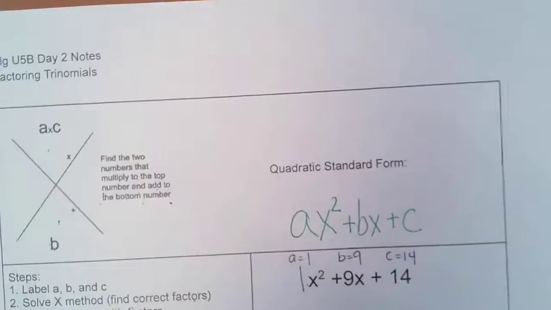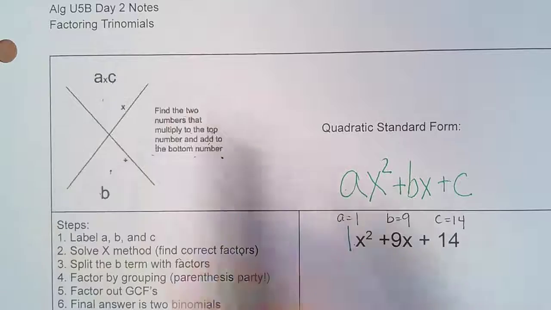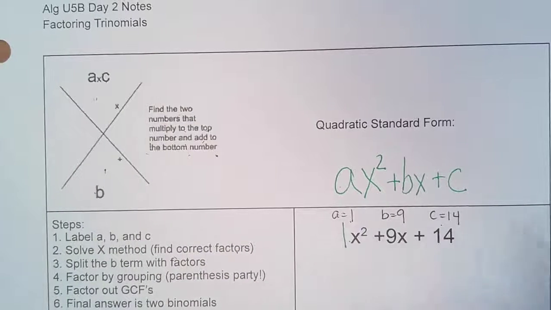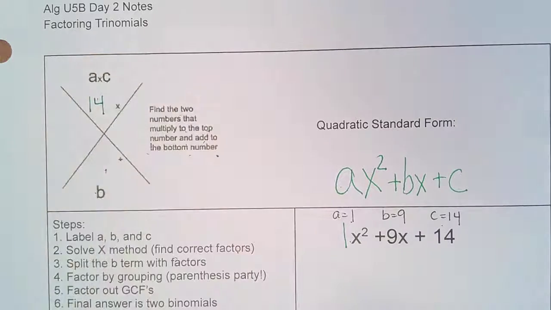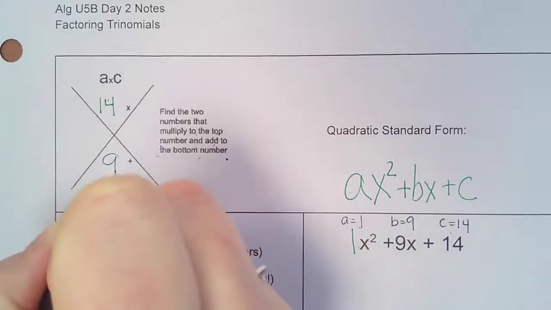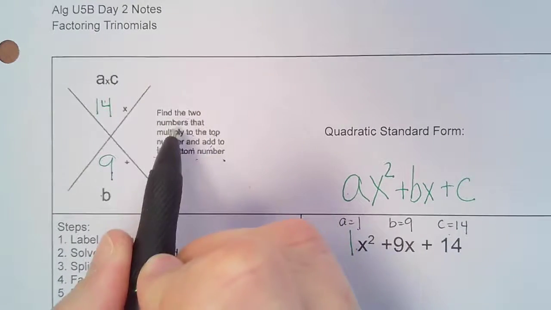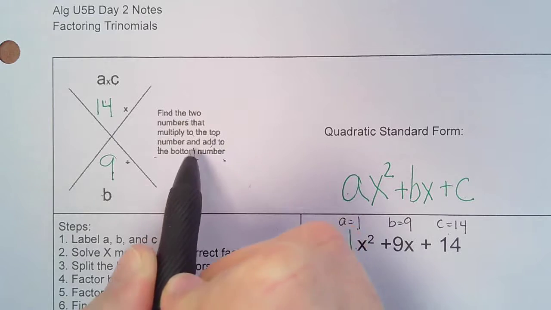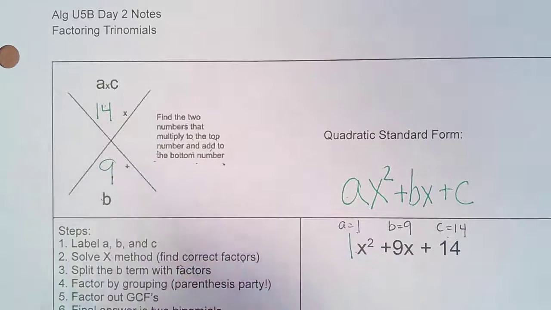So in this X, at the top it says A times C. A is 1, C is 14. 1 times 14 is 14. At the bottom is B, so that's your positive 9. So we're looking for two numbers that multiply to the top and add to the number on the bottom. So multiply to the top, add to the bottom.